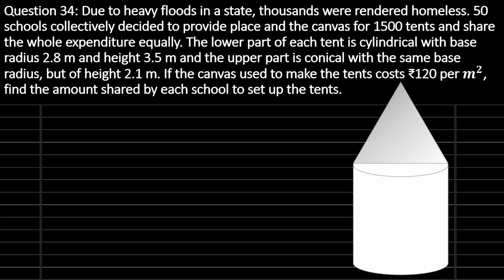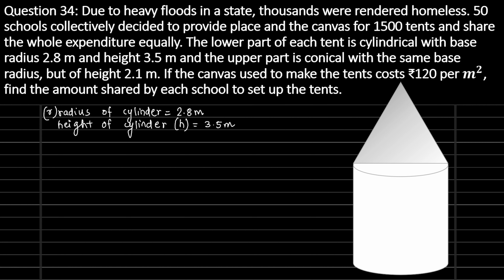So we have assumed that the tent is in this shape, bottom is cylindrical and upper portion is conical. Now here we have been given some data. What is that data? Radius of cylinder is given to us as 2.8 meter and height of the cylinder is given to us as 3.5 meter. So let's represent radius with R and height with H.